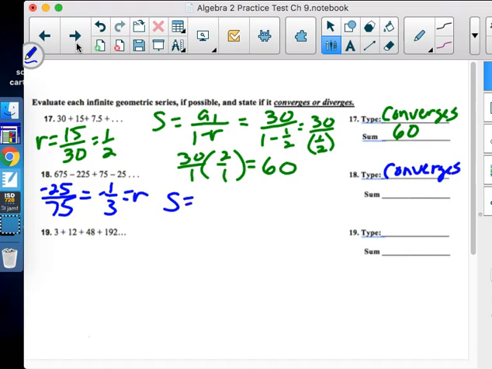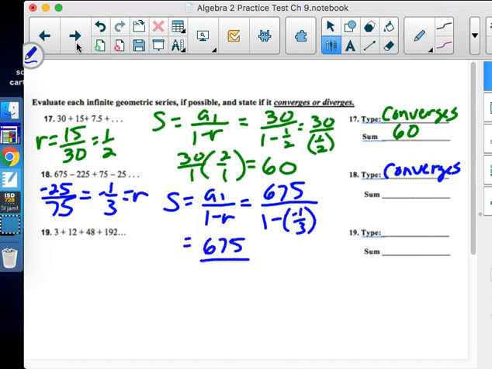And we get our secret little fabulous formula. Okay, it's not a secret, but it just seems like it ought to be because it's such a cute little formula. Do we know what the first number is? It is 675. And I'm pretty sure we just found r. What was r? Well, negative 1/3. So we will have 675 divided by 4/3.